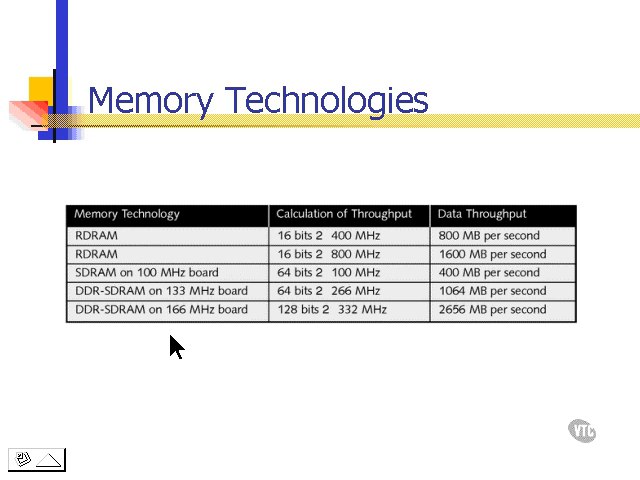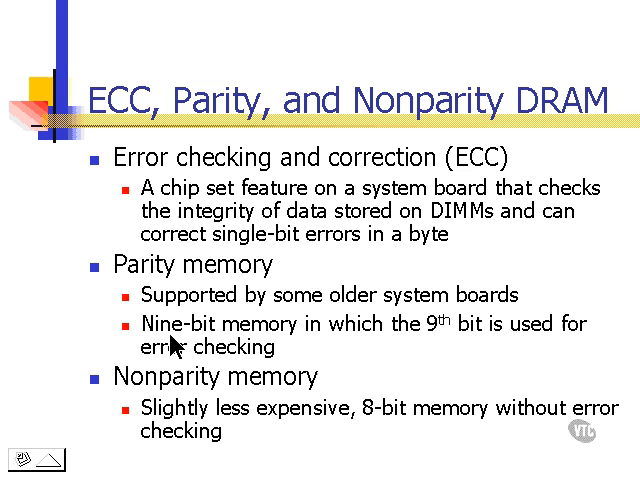Other terms that you might see are error checking and correction, ECC. This is a chipset feature on a system board that checks the integrity of the data stored on a DIMM, and it can correct single-bit errors in a byte of data.